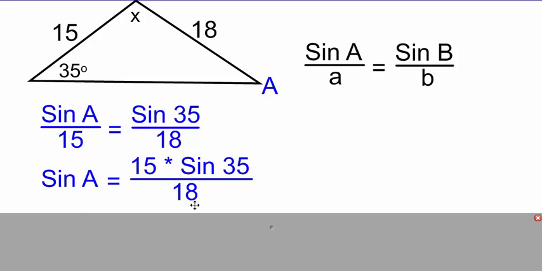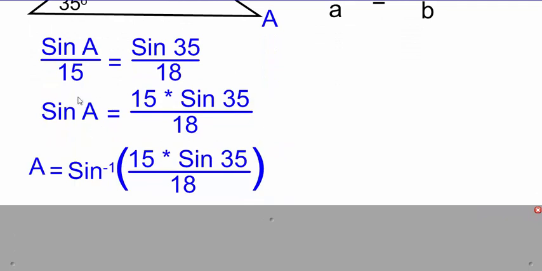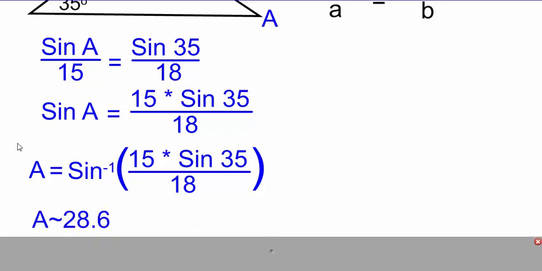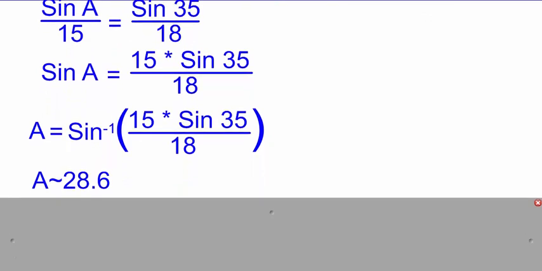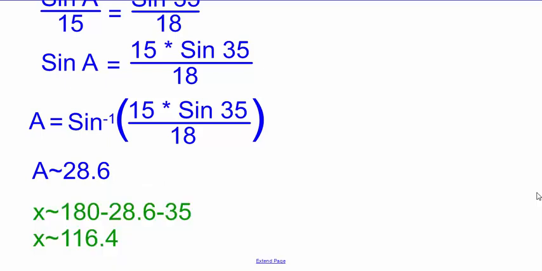I get 15 times sine 35 divided by 18 over here. And then, of course, to find the angle, I must use the inverse. So to find the angle, use the inverse. It can be our mantra. All right, so get that in your head, and then basically I'm just going to punch that in again, calculator work, and I find an A value of approximately 28.6. I don't remember exactly what it was, 28.55 maybe.